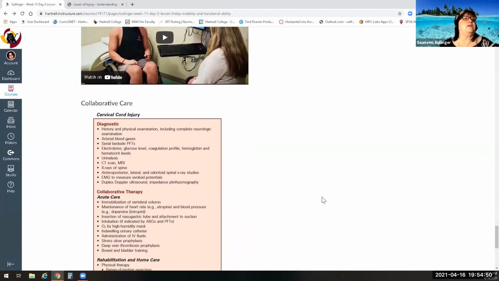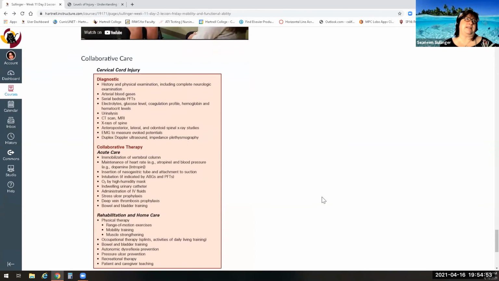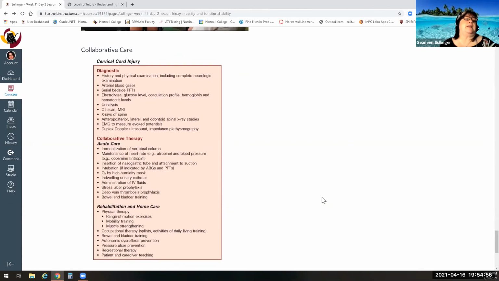Okay. Collaborative care. So this is an example of cervical cord injury. But again, it's teamwork, it's collaborative therapy, which I think is great. So the diagnostics we talked about already, and then acute care, again, the C collar, immobilizing the vertebral column, doing the log rolling, checking the vital signs, putting the NG tube in probably to suction, because we don't know, there could be an abdominal injury that the patient can tell us about. Maybe intubation, oxygen, the Foley, IV fluids, and then the stress ulcers, DVT prophylaxis, and the bowel and bladder training, right? That's a huge team effort.